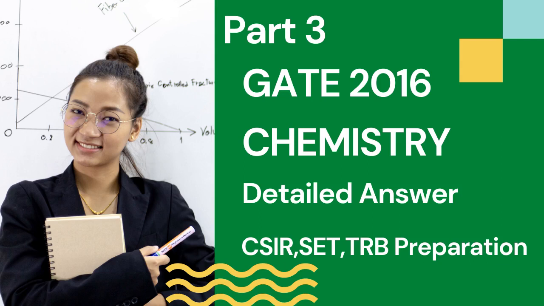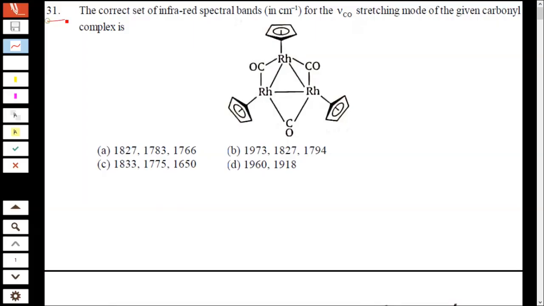GATE 2016 Part 3. Question number 31. The correct set of IR spectral bands of mu CO, that is carbonyl stretching mode, for the given carbonyl complex is. The carbonyl complex is a rhodium complex, Rh3(Cp)3(CO)3. All three carbonyl groups are bridged. These three are bridged carbonyl compounds.